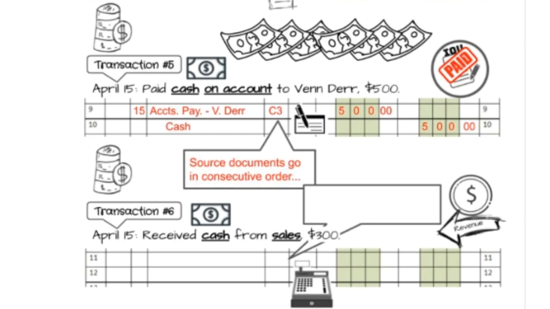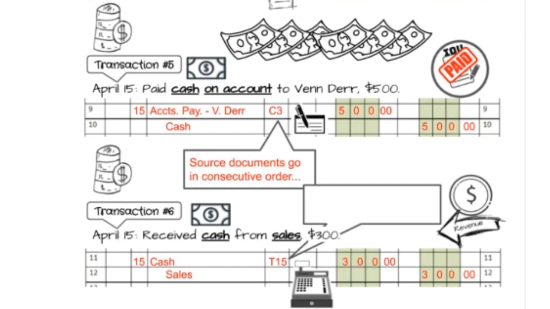Transaction number 6, on April 15th, we received cash from sales for $300. So we're receiving cash. That means cash, the asset, will be debited. Cash will be first. So it's on the 15th. We've got cash. We've got a debit of $300. Sales, that's under owner's equity, and the business is smiling, so it's on the side you would expect. It's on the credit side. So we've got sales, $300.